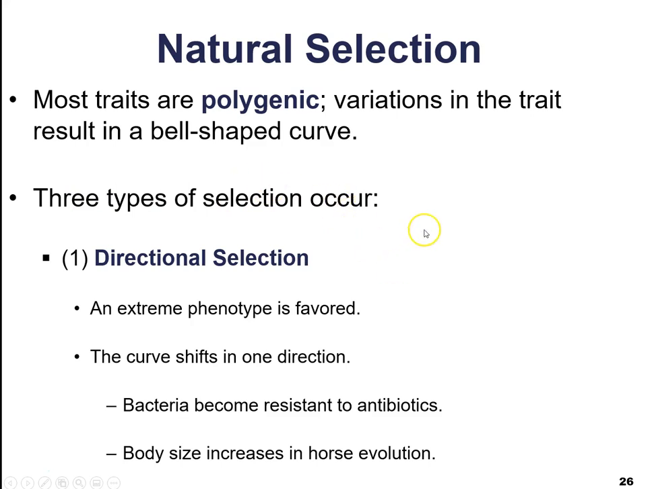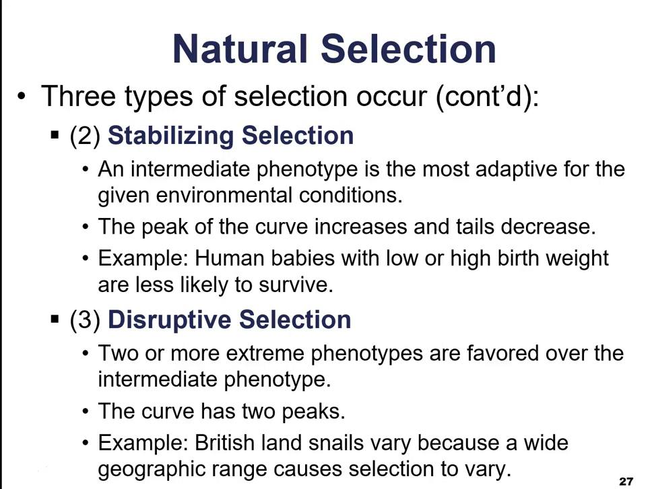So 3 types of selection that will occur. Directional selection. Okay, so here in directional selection, the extreme phenotype is favored. Okay, and again, this is due to natural selection, whatever those given environmental conditions are, it's favoring that extreme phenotype. That extreme phenotype is better adapted for that environment. Okay, so that curve shifts in one direction. Some examples of this: bacteria becoming resistant to antibiotics, right? It's favoring just those that are resistant. Body size increase in horse evolution is another example of this. Okay, and I will show you pictures of all of these.